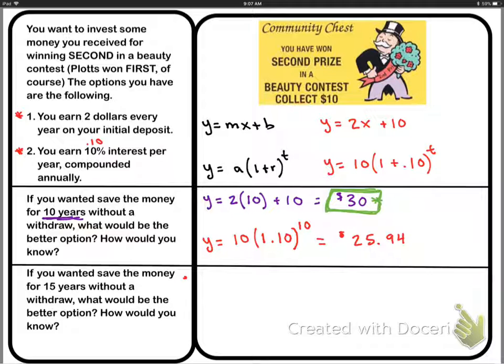Now this second one is asking which one's the better option if you leave your money in there for 15 years. So we have y equals, right, instead of 10, we're plugging in 15 this time. 2 times 15 plus 10. Put that in our calculator. 2 times 15 is 30 plus 10 is $40.